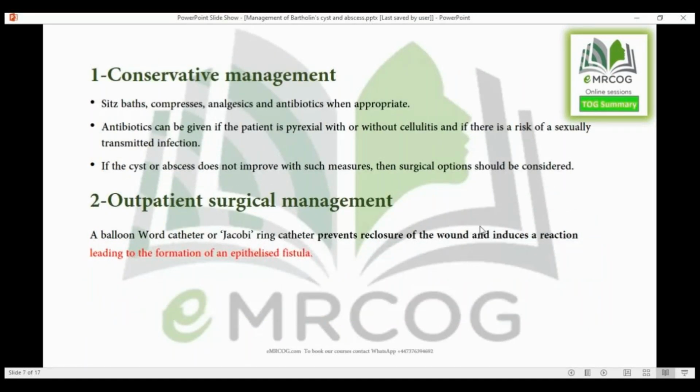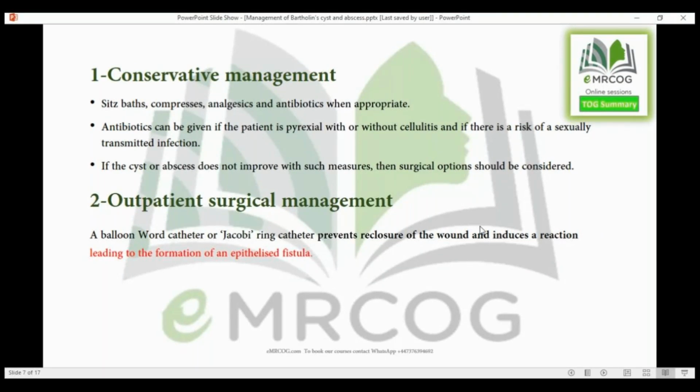Do we have conservative management? Yes, we have. We can tell our patient that she can try sitz baths, compresses, analgesics, and we are going to prescribe antibiotics only when we have signs and symptoms of apparent inflammation. Cysts do not need antibiotics. In the majority of patients, they do not need antibiotics.